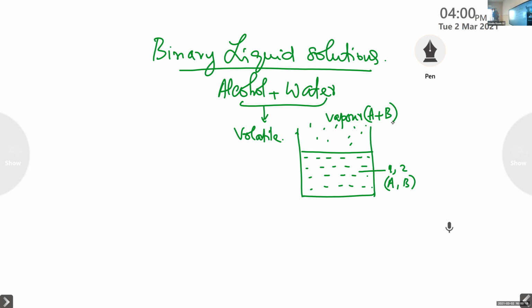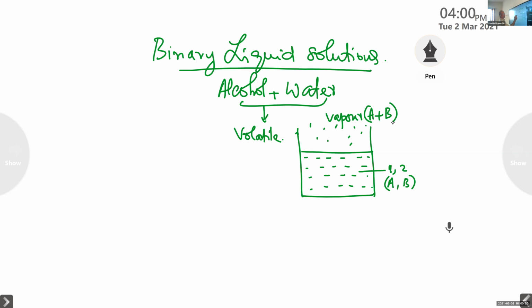So the proportion of the more volatile liquid will be more in the vapor mixture. In the vapor mixture, both liquids will be there, but the amount of the more volatile liquid will be more. Now, let us see the pressure due to the various components.